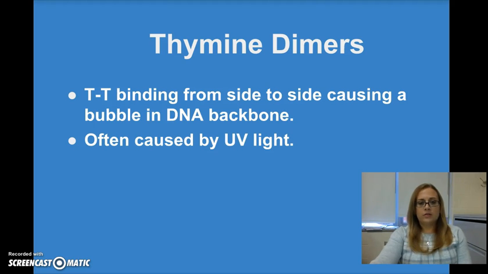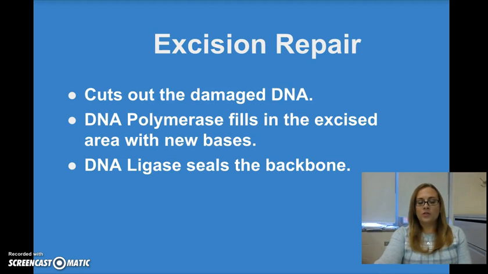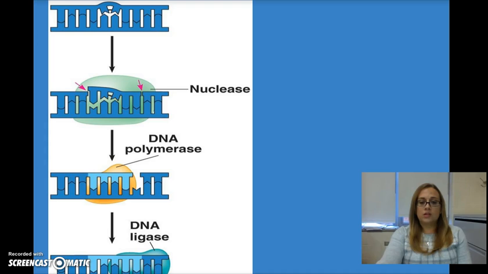So one type of error caused by UV light that we're going to look at right now is thymine dimers. These are when you have thymine bound to each other side to side. So instead of the thymine binding with the adenine across from it, it's going to bind to another thymine right next to it. And so it causes a bubble in the DNA backbone. Normally this is repaired. You just cut out that damaged section of DNA. DNA polymerase will come in and fill in that area with new bases, and then your DNA ligase will seal the backbone up. So here is the example.